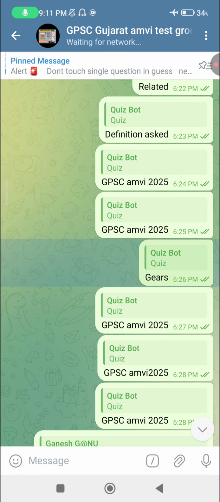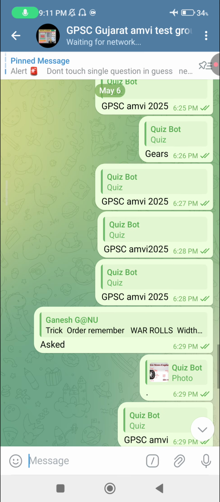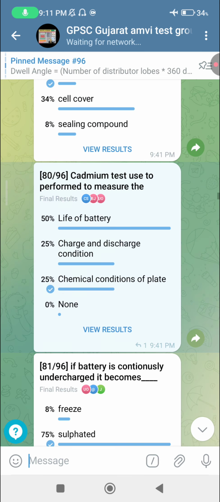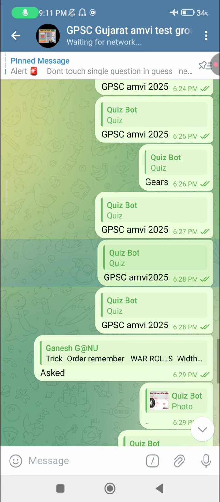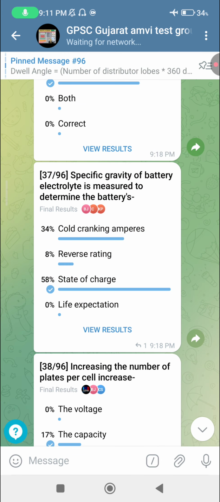Then a gear question has been asked. The Lewis equation of gears is used to evaluate compressive stress. Then the cadmium test is used to measure the chemical condition of the negative and positive plates of a battery. Then the specific gravity of battery electrolyte is determined by the battery's state of charge.